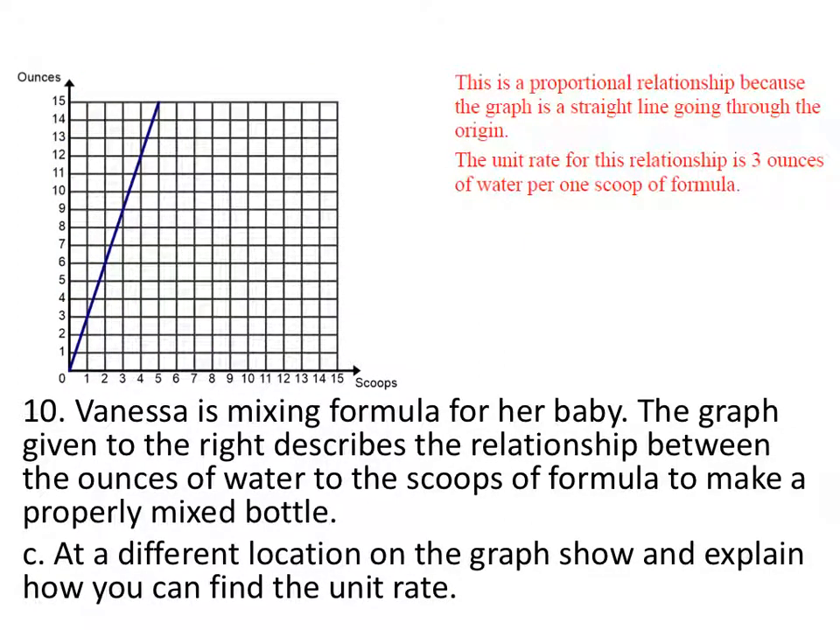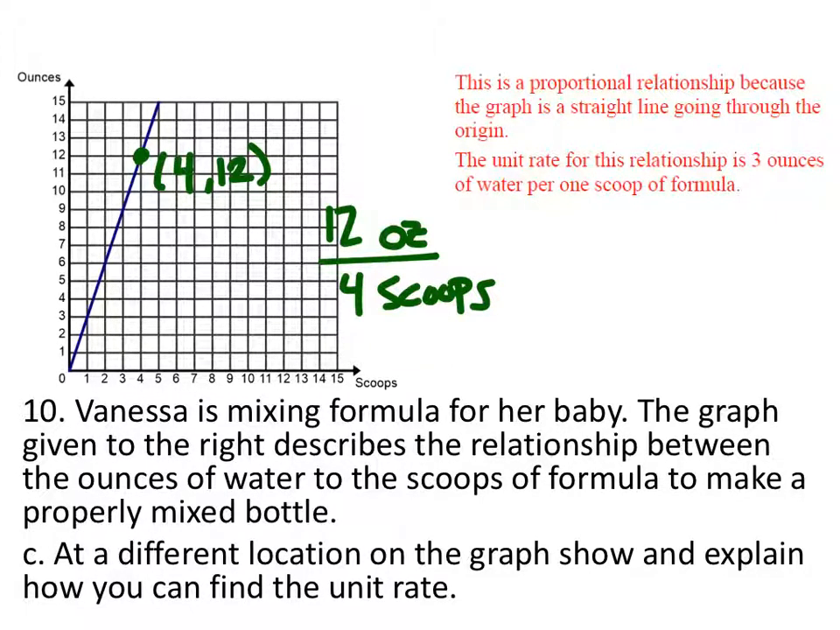Part C, at a different location on the graph, show and explain how you can find the unit rate. Well, the only reason we could do this is because it's proportional, but I'm going to use this point. This one is at 4, 12. So the unit rate would be comparing ounces to scoops. And this one specifically has 12 ounces for 4 scoops, which if we simplify would be the same as 3 ounces for 1 scoop. So there again is our unit rate, but we found it by using a point, which we'll have to do on the next problem as well.